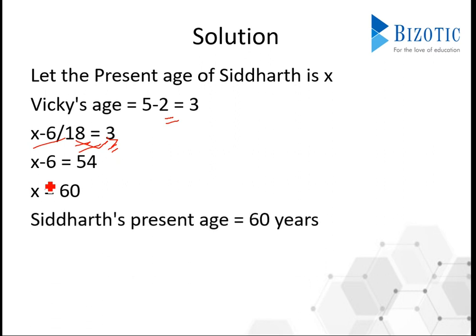And the present age of Siddharth is 60 years, which in turn gives you the answer option, which is option C, 60 years. So it's that easy. There is nothing to panic about a big question. So now let's move on to the next one.